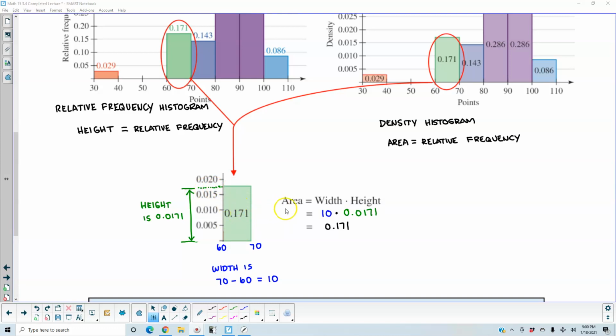So when we want to find the area of a rectangle, it's taking the width and multiplying it by its height. Well, the width is 10, and the height is 0.0171. When we multiply that together, we get 0.171, which gives us the relative frequency. So again, the relative frequency is an area for the density histogram of the rectangle, whereas the relative frequency for a relative frequency histogram is the height of the rectangle.